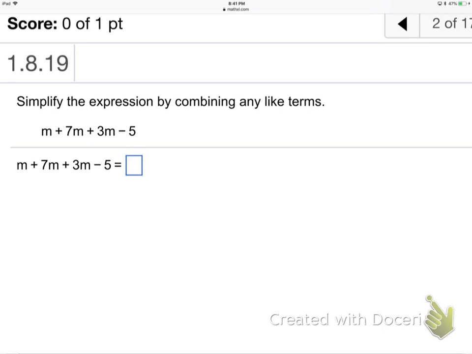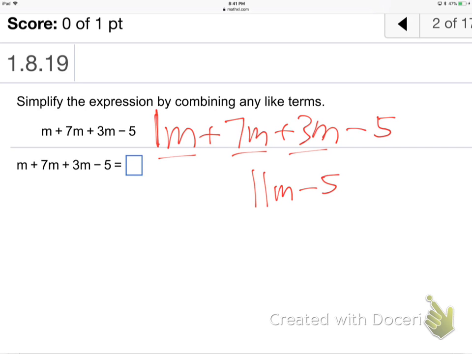Okay, so m plus 7m plus 3m minus 5. Let me make it a little bigger. Can you see that okay? So what's the deal with this? Put the m's together. What number is in front here? 1. There's an invisible, understood 1 really there. So 1m and 7m and 3m, 11m. And that's all they want us to do.